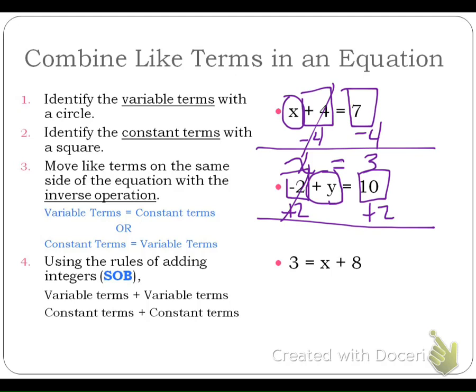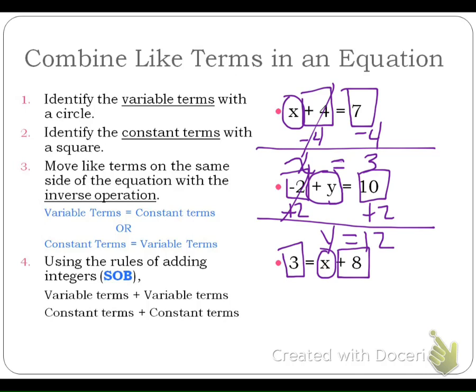Now I drew my big fat line and I'm ready to combine. Y is equal to 10 plus 2 combines to 12, and it stays positive. Alright, the last example. Again, identify your constant terms and your variable terms. So 3 is a constant, x is a variable term, and positive 8 is our constant term.